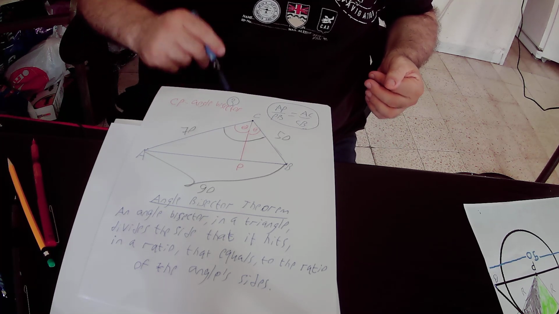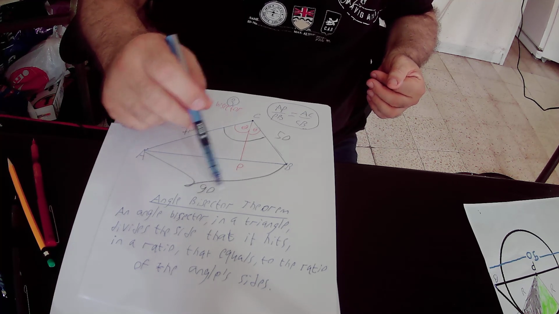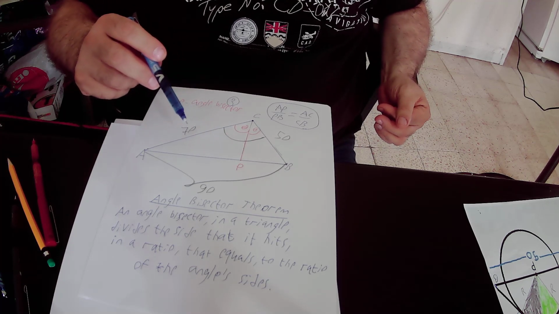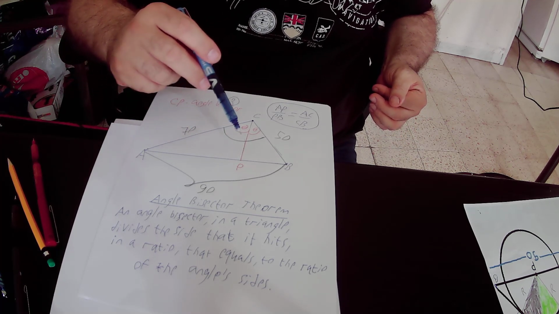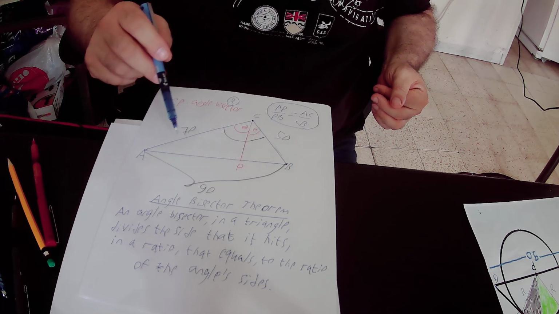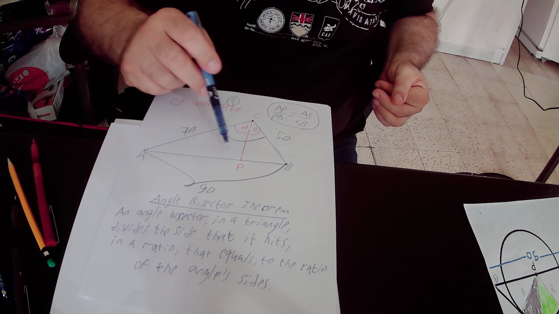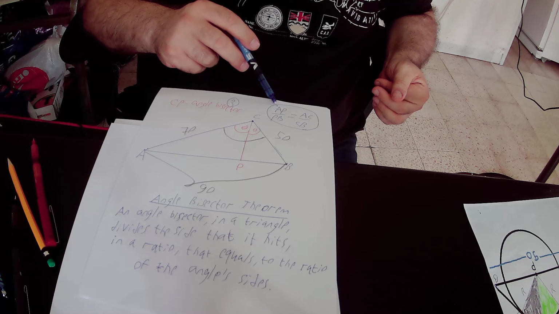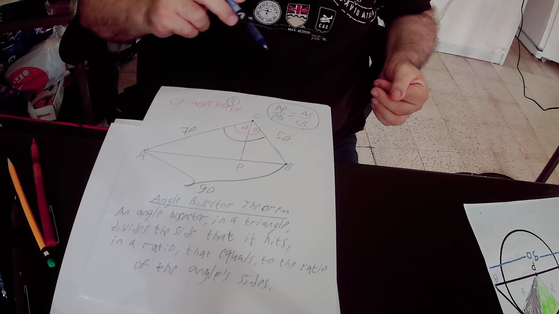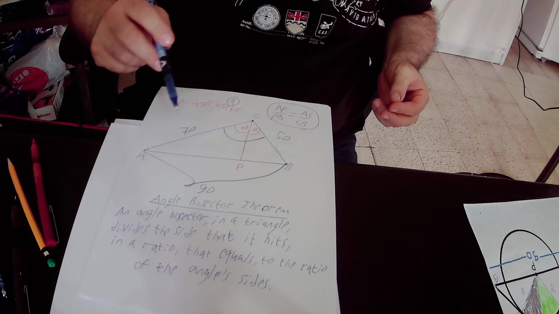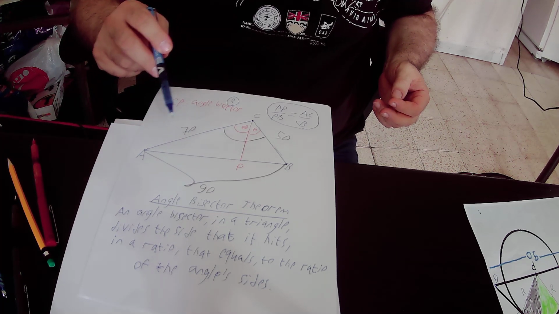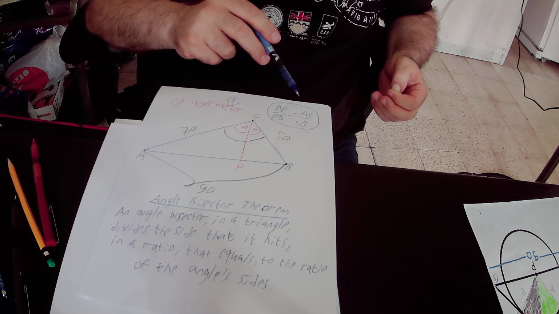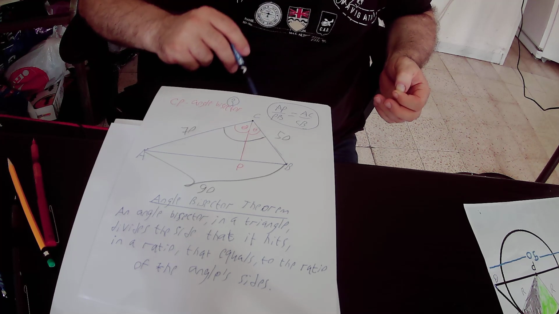Okay, so again, an angle bisector CP in triangle ABC divides the side that it hits, so it divides side AB into two parts, part AP and part PB, and the ratio between those two sides, that is to say AP over BP, equals the ratio of the angle sides. And the ratio of the angle sides is AC over CB. So it equals the ratio of AC over CB.